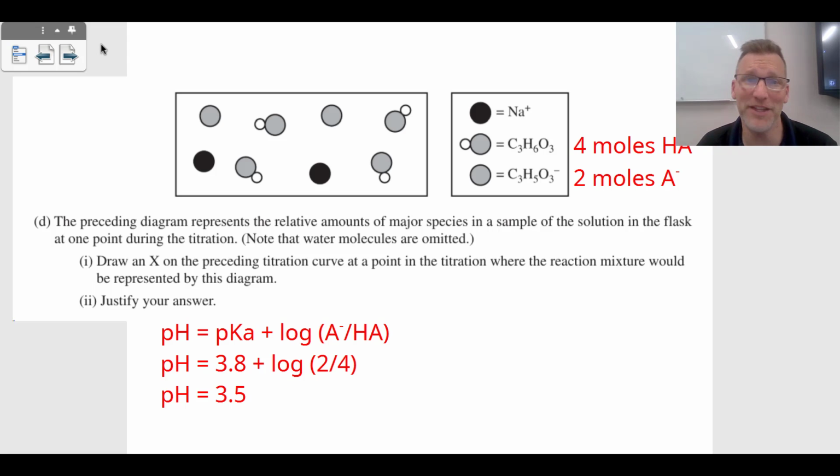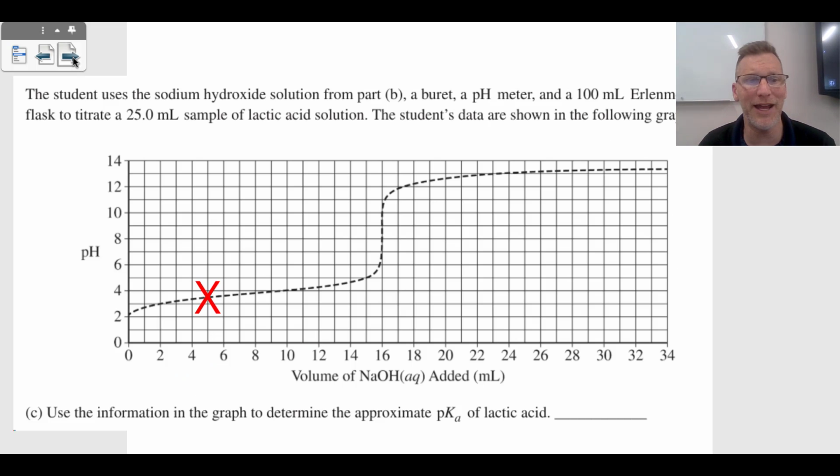Henderson-Hasselbalch, not Hasselhoff. That's David Hasselhoff. But the Henderson-Hasselbalch equation, that's pH equals pKa plus the log of the A- over the HA. Our pKa was 3.8 plus the log of 2 over 4, which gives us a pH of 3.5. That's D2, justifying your answer. So we go back to D1, and we put an X right at about 3.5, which is before halfway to the equivalence point, about 5 milliliters added on that titration curve.